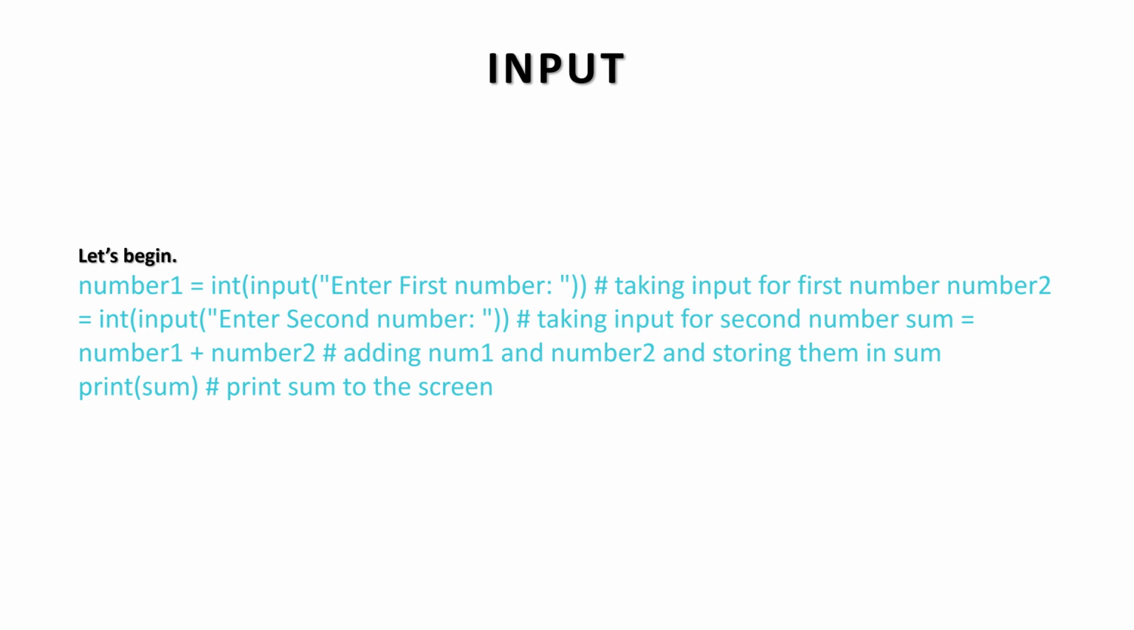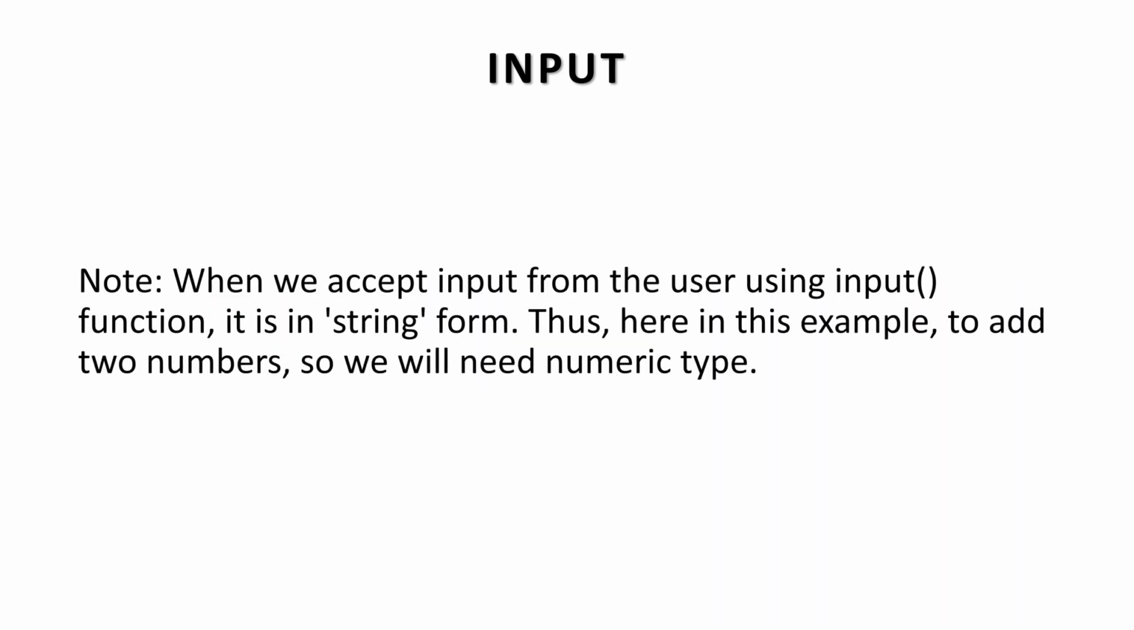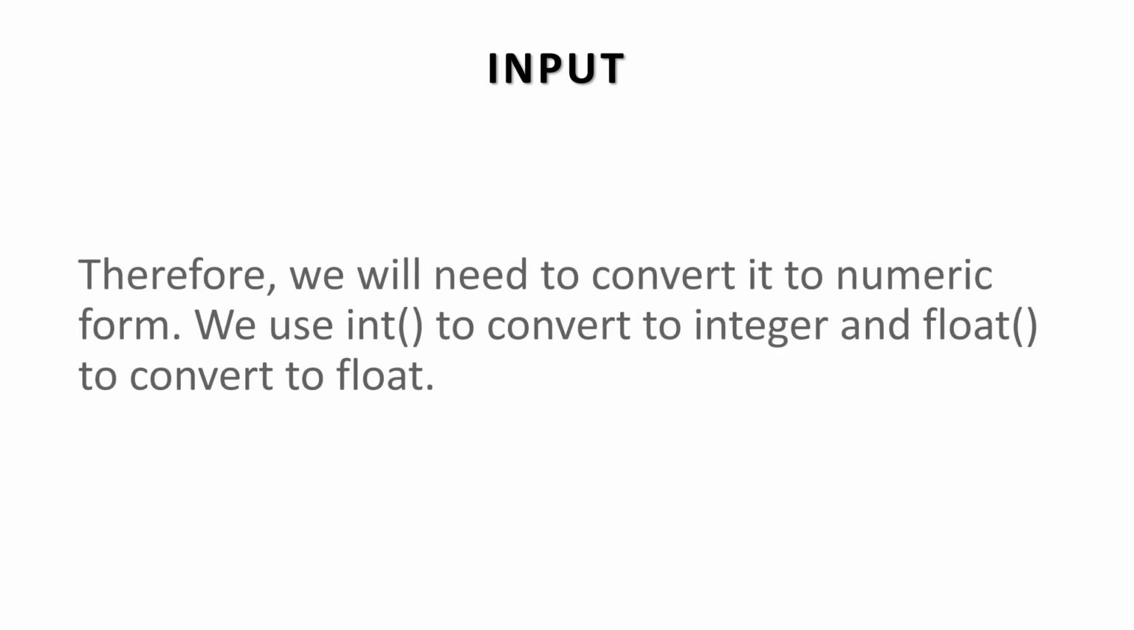Note: When we accept input from the user using the input() function, it is in string form. Thus, here in this example, to add two numbers, we will need numeric type. Therefore, we will need to convert it to the numeric form. We use int() to convert to integer and float() to convert to float.